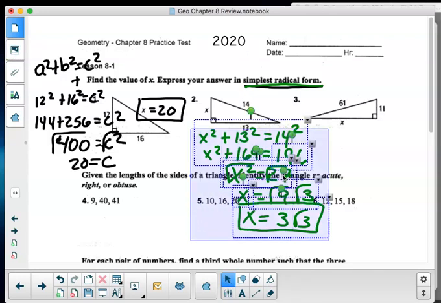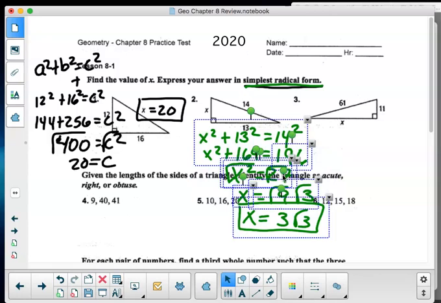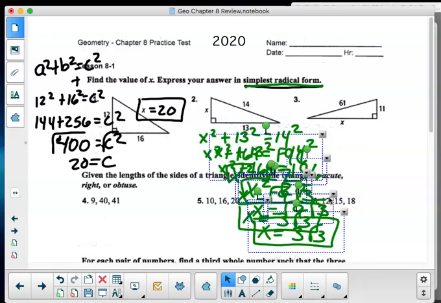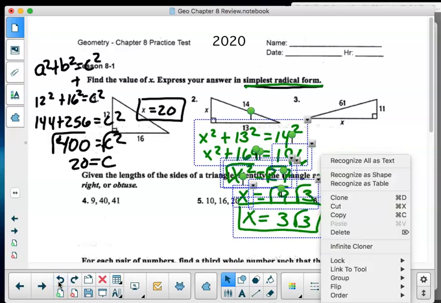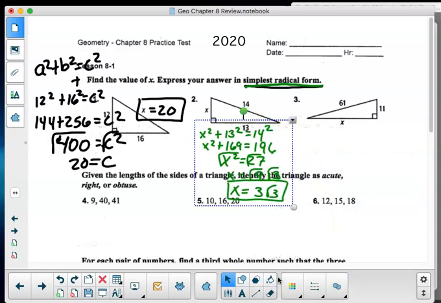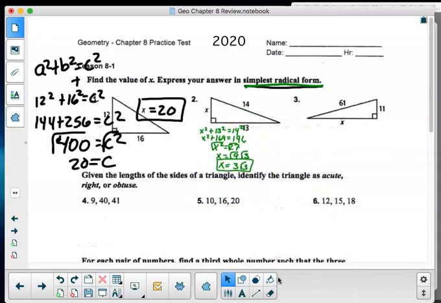Now, I'm going to be using the space later, so we're going to group this up. Oh, let's undo that. We're going to group, and we're going to shrink it down. That way we still have our solution there.